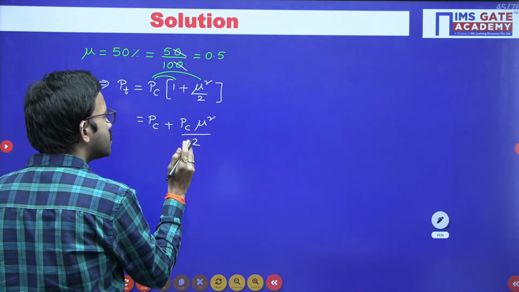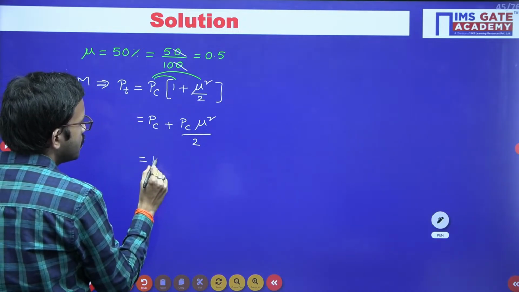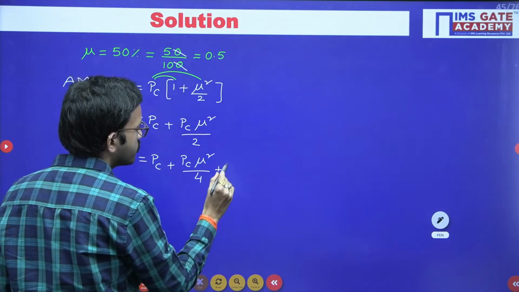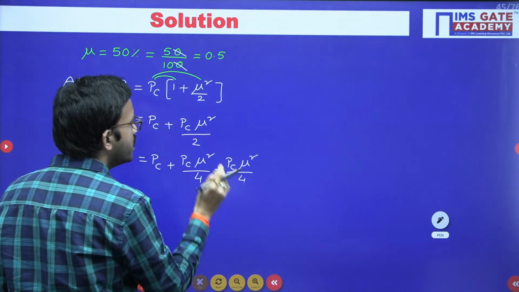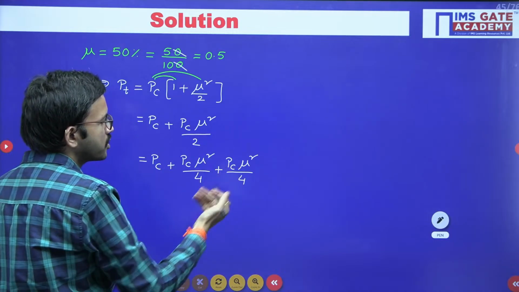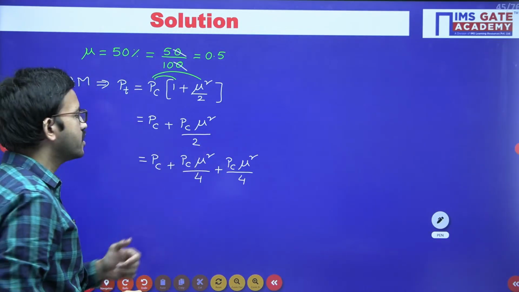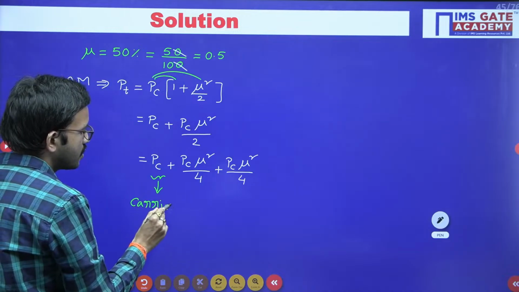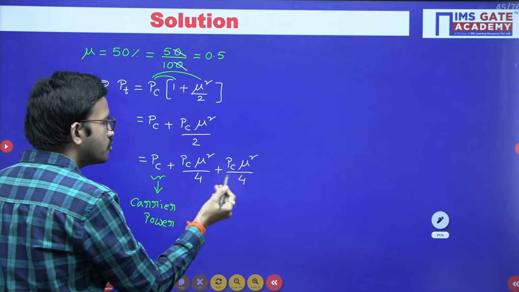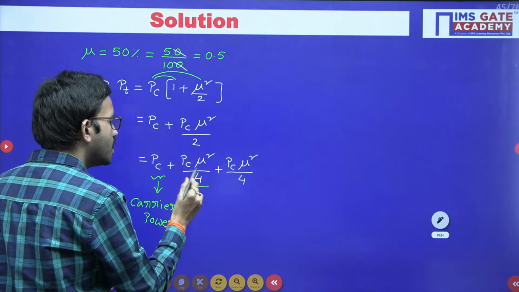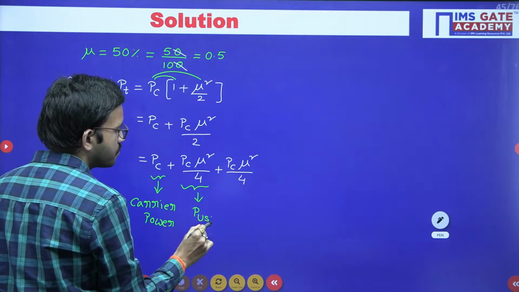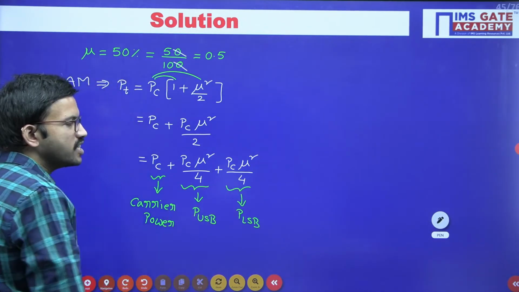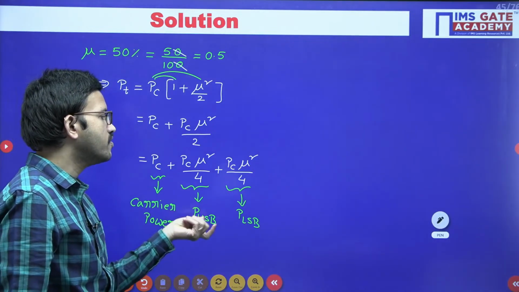For convenience I am splitting this term into 2 terms. We can write it as Pc plus Pc mu square by 4 plus Pc mu square by 4. I have made the term into half and written 2 terms, and when you add these 2 terms you get the same thing. Here Pc is the carrier power. One Pc mu square by 4 term is the power of the upper sideband, and similarly the lower sideband has the same power. Both sidebands have the same power.